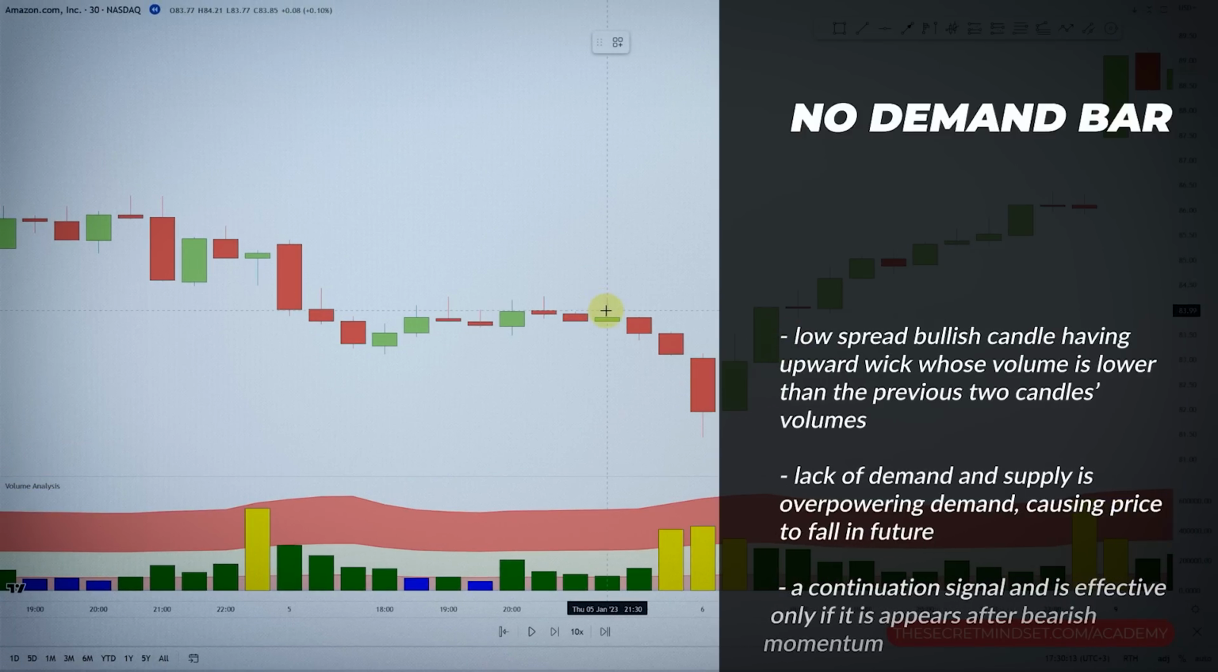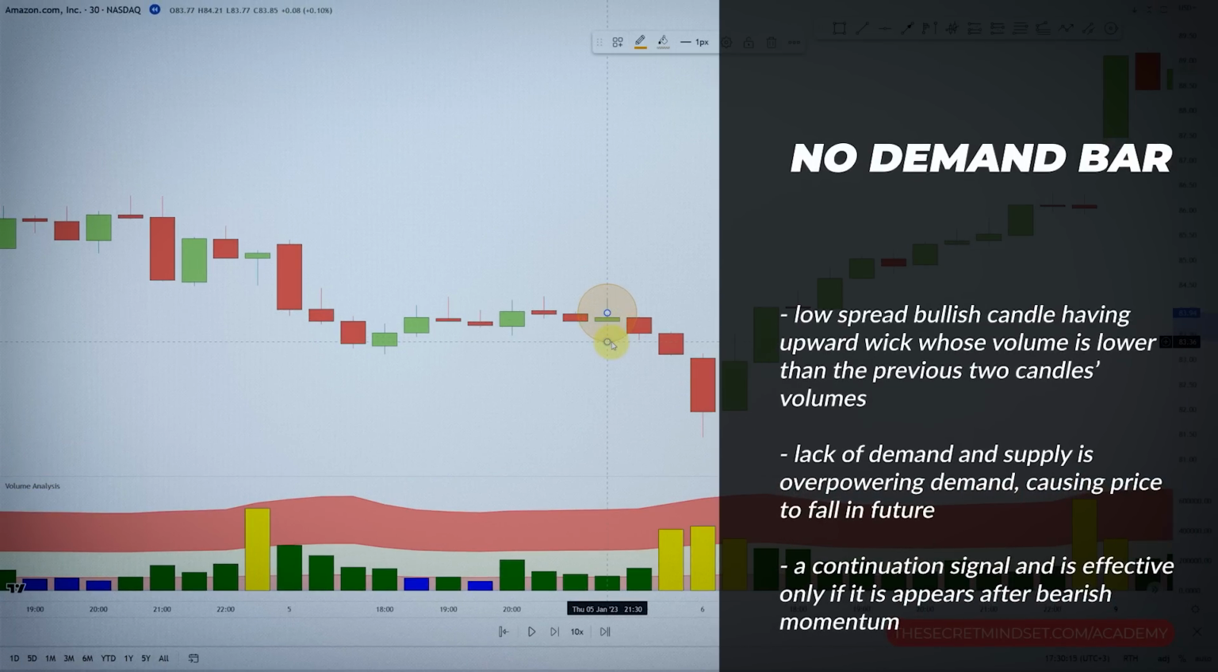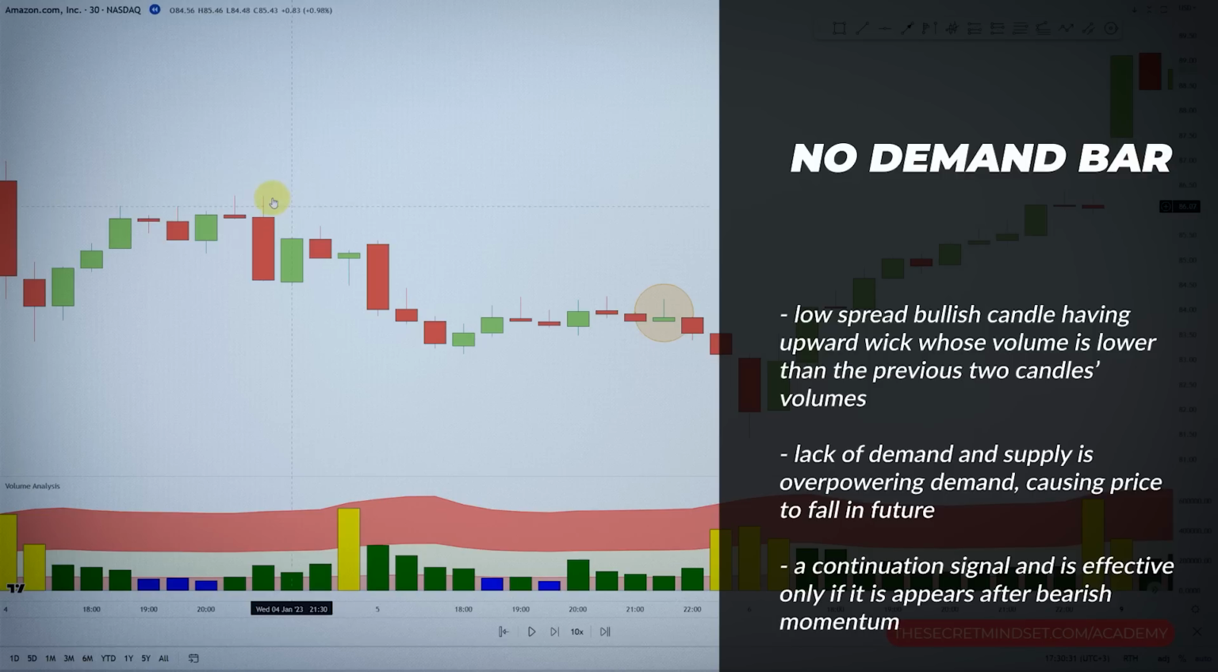And then we have the no demand bar. This is a low spread bullish candle having upward wick, whose volume is lower than the previous two candles' volumes. The no demand bar means that there is a lack of demand and supply is overpowering demand, causing price to fall in the future. No demand is a continuation signal and not a reversal signal, and is effective only if it appears after bearish momentum in the direction of the trend.